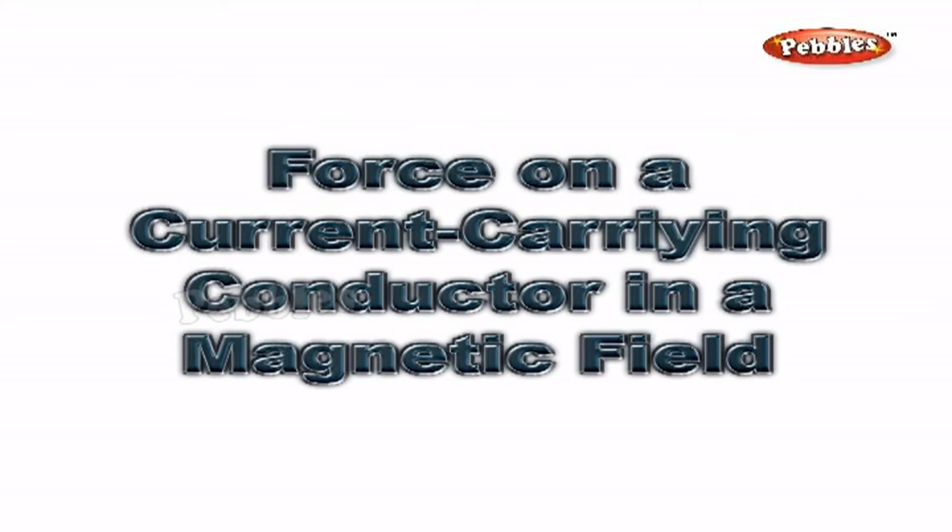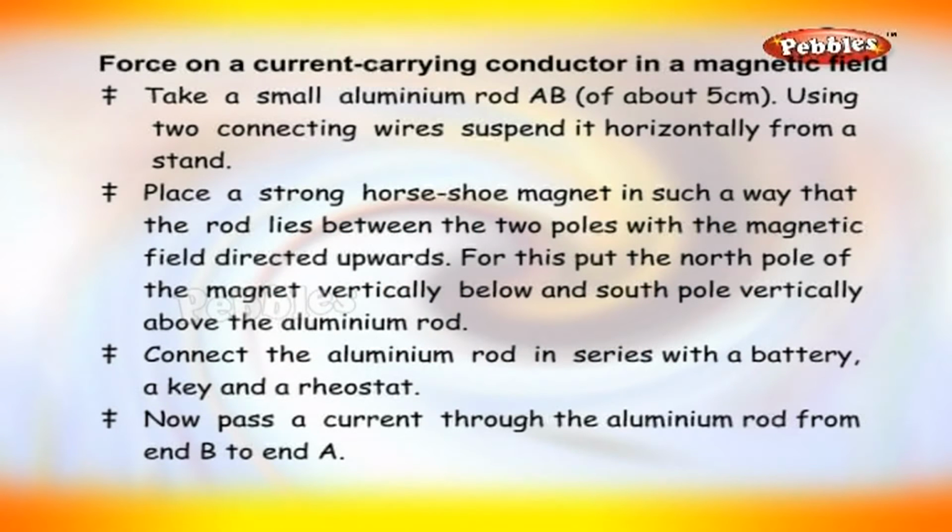Force on a current-carrying conductor in a magnetic field. Activity: take a small aluminium rod AB. Using 2 connecting wires, suspend it horizontally from a stand. Place a strong horseshoe magnet in such a way that the rod lies between the 2 poles with the magnetic field directed upwards. For this, put the north pole of the magnet vertically below and south pole vertically above the aluminium rod. Connect the aluminium rod in series with a battery, a key and a rheostat.